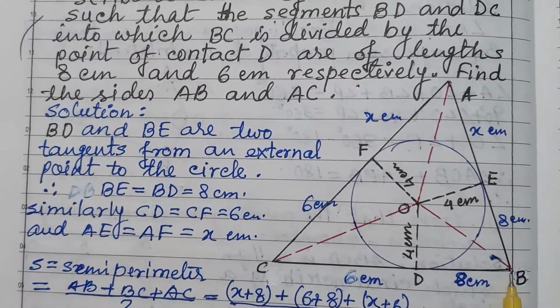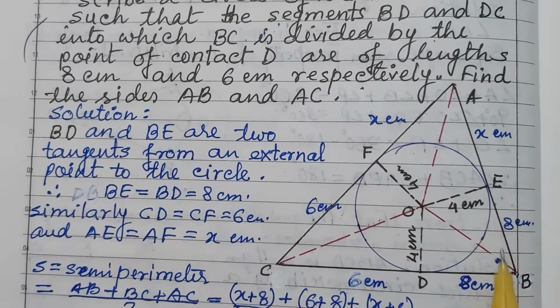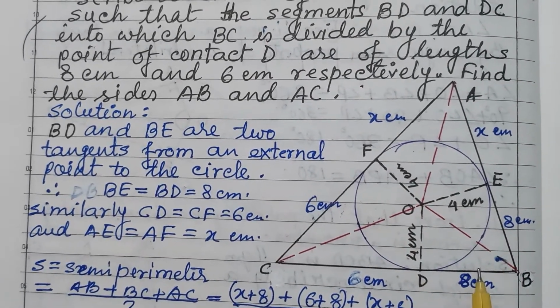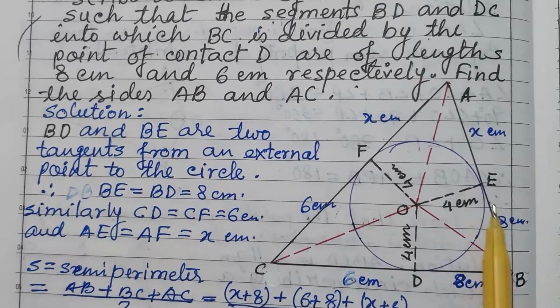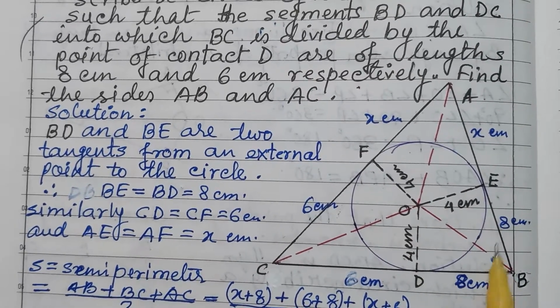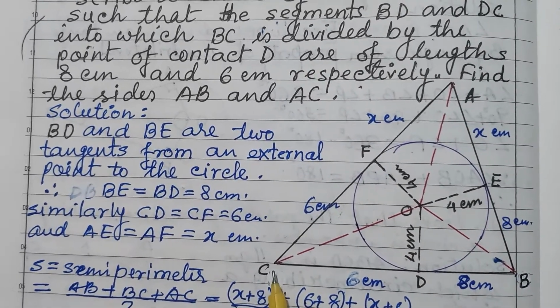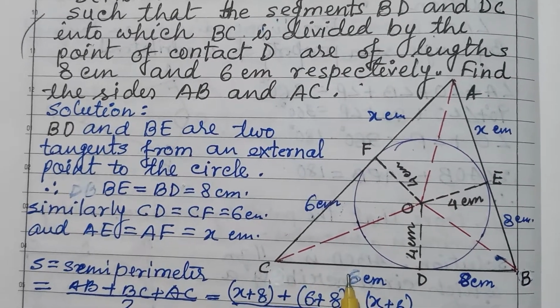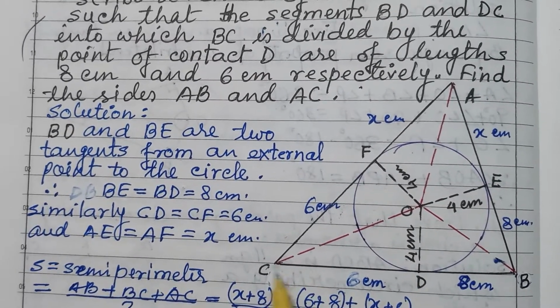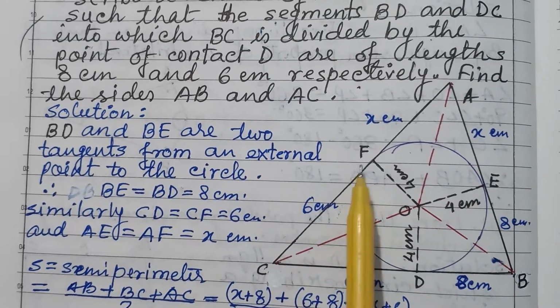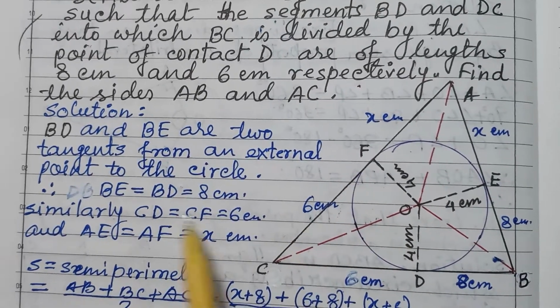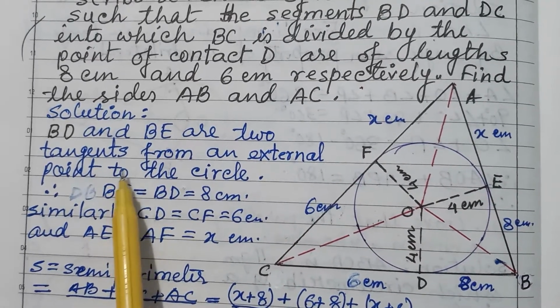So from point B, the two tangents drawn to the circle are equal by theorem. So therefore BE is equal to BD. It is 8 cm. Similarly, given CD is 6 cm, so CD is equal to CF. That is 6 cm. Now that is tangents.